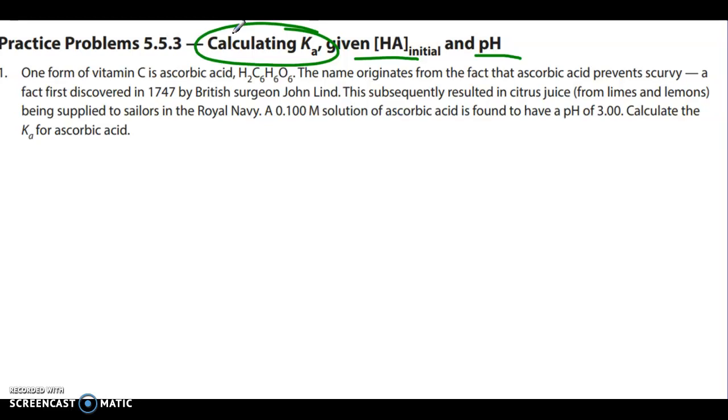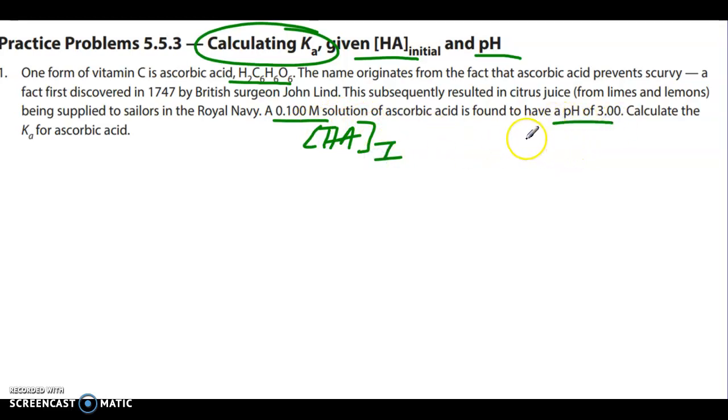Okay, so we have vitamin C, which is essentially ascorbic acid. It prevents scurvy, and it tells us a little story. We love our stories, right? So anyways, let's get to the bottom of this. We have a 0.100 mole per liter solution. So this is our HA initial, right? And we have a pH of 3.